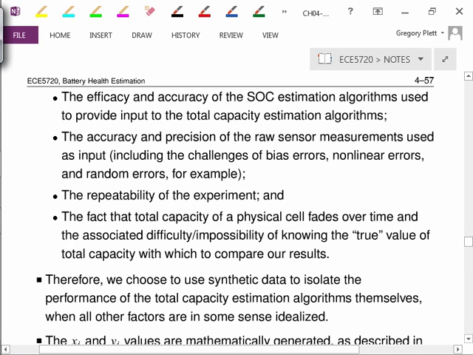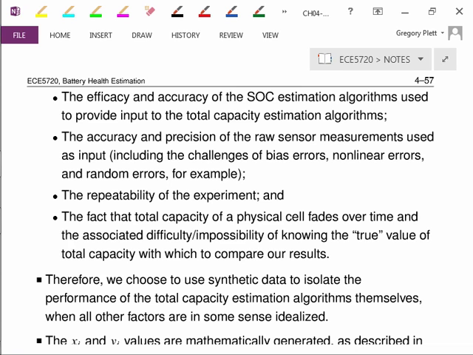It's difficult to constrain some of the factors in a real-life scenario that I can control in a simulation. So it's hard to control the accuracy of an SOC estimation algorithm with random data, but I can prescribe, predict what that accuracy might be and come up with a data set. The accuracy and precision of raw sensor measurements is going to be difficult to control in real life, but I can use that as a tuning knob in my simulation.